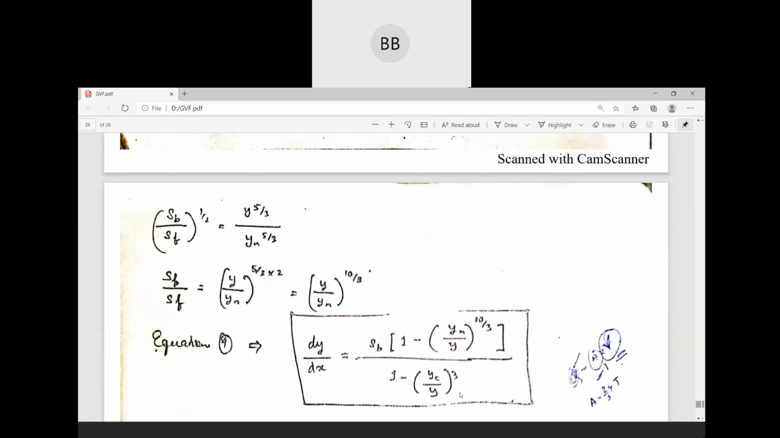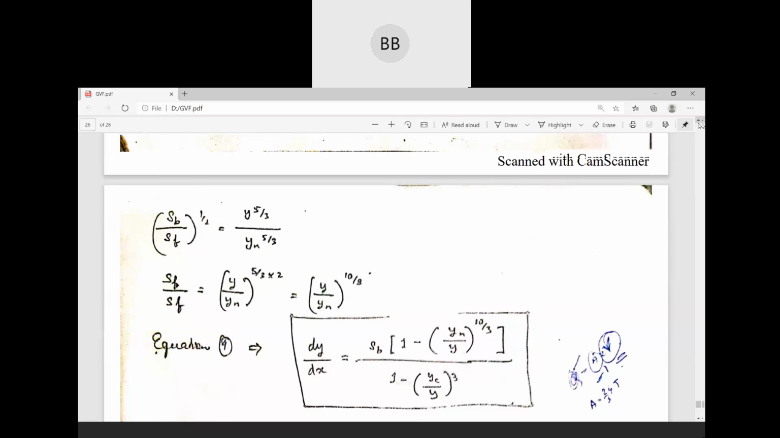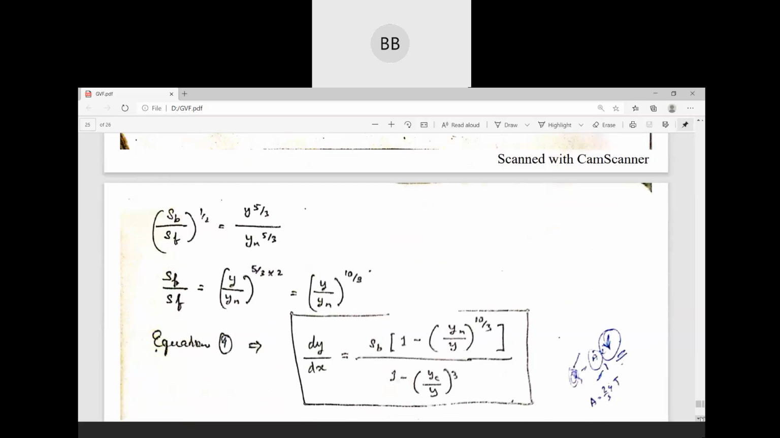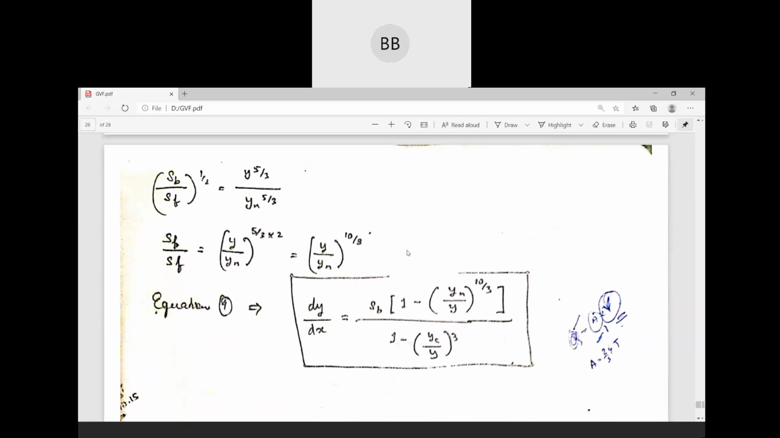So you can see here, sb divided by sf, they got one expression, and then finally they got this expression, y by yn to the power 10 by 3. That expression we are going to substitute here, yn by y to the power 10 by 3, and here again yc by y to the power 3.